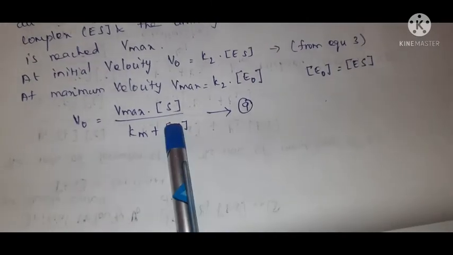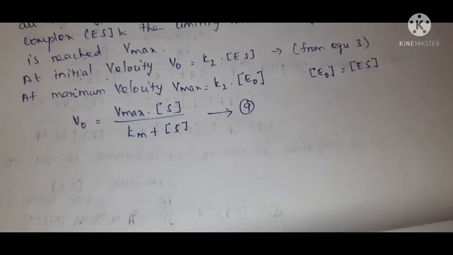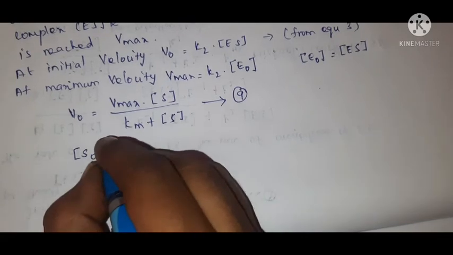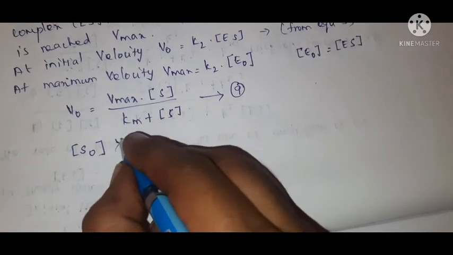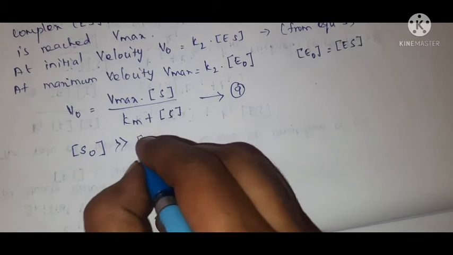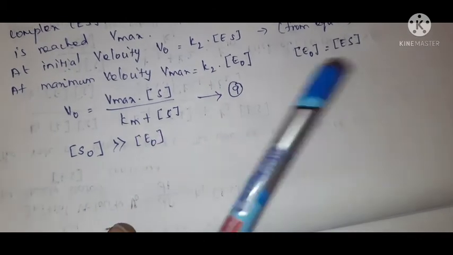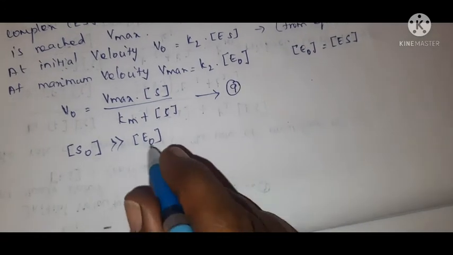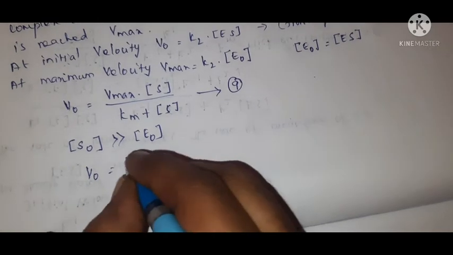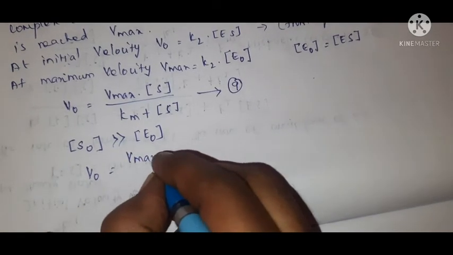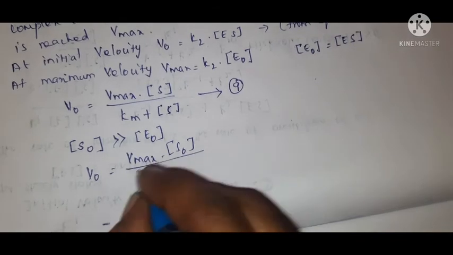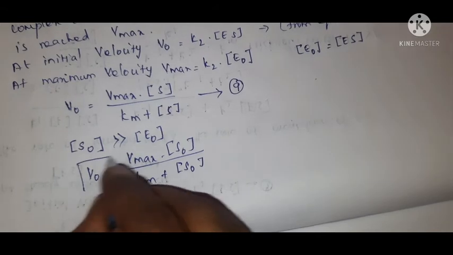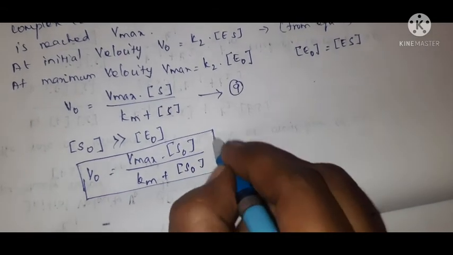Finally, since the substrate concentration is usually much greater than enzyme concentration, that is, your initial substrate concentration is much greater than your initial enzyme concentration, in this equation we can replace this S with S naught, which is a known quantity. So V naught is equal to V max into S naught divided by Km plus S naught. So this is your final equation.